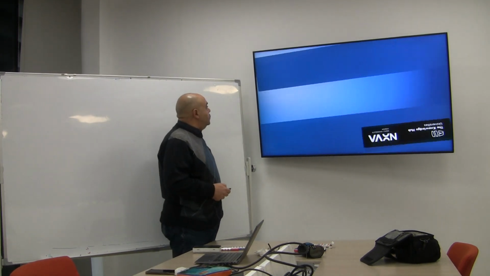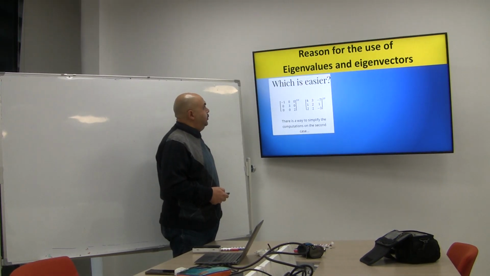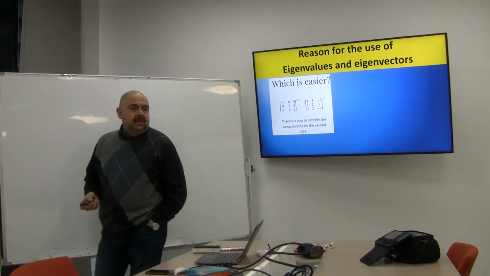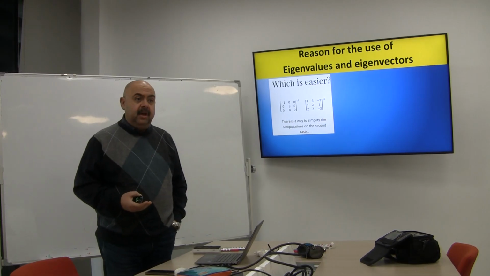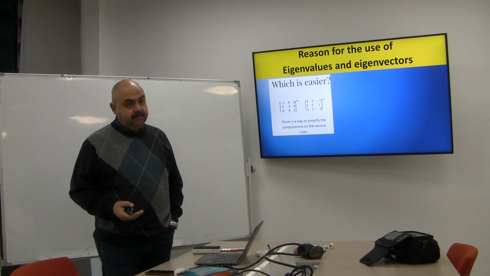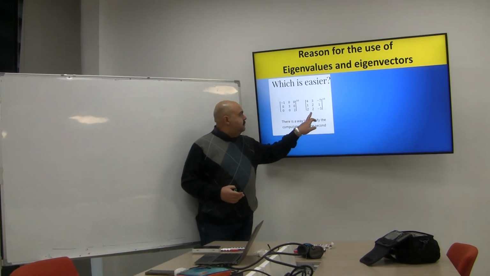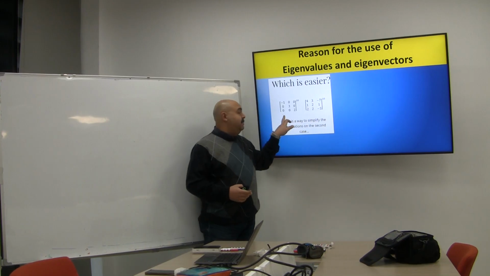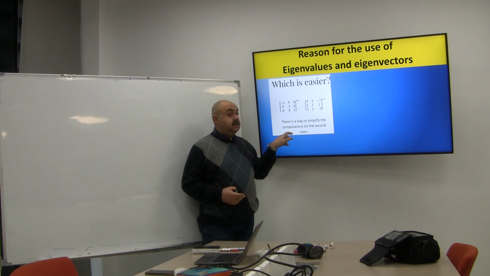Okay, let's start. I will go with eigenvalues and eigenvectors. Reasons for the use of eigenvalues and eigenvectors. Why do we use eigenvalues? We use eigenvalues and eigenvectors because it makes your life easier in some cases. For example, is it easier to evaluate this matrix to the power of 10 or to evaluate that matrix to the power of 10? Which one of them is going to be easier?